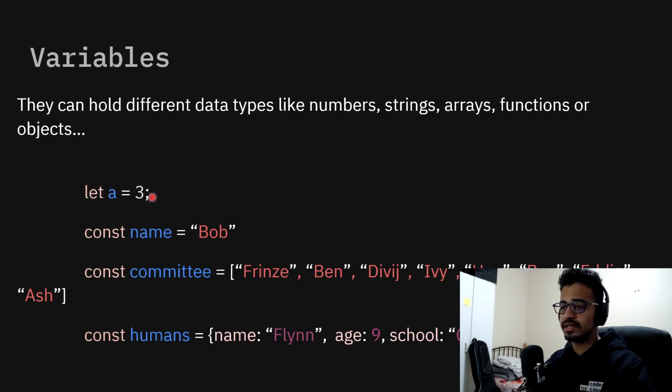Yeah, these are some examples. Let a is equal to 3, that's holding a number. Const name is equal to Bob, this is holding a string. Variables can hold different types of data, so numbers, strings, it can have an array. An array is basically a data type that can hold multiple data of different data types. And this over here is an object. It's an object with keys and values, name Flynn, age 9. All these light colored things are keys, and the ones in the purplish color are the values for those keys.